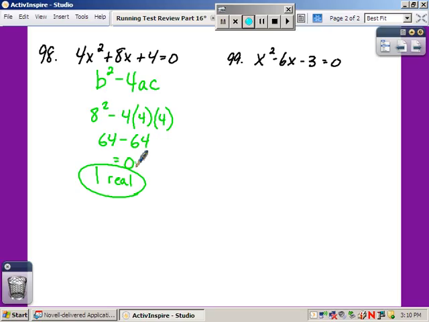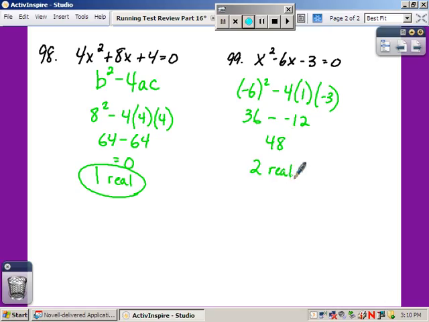So here again, let's do b squared minus 4 times a times c. So I got 36 minus, and then 4 times 1 is 4, and negative 3 makes that negative 12. So 36 minus negative 12. These two minuses indicate a plus, so really it's 36 plus 12, which is 48. And if you look at your chart, 48 is greater than 0, that means you're going to have two real solutions.